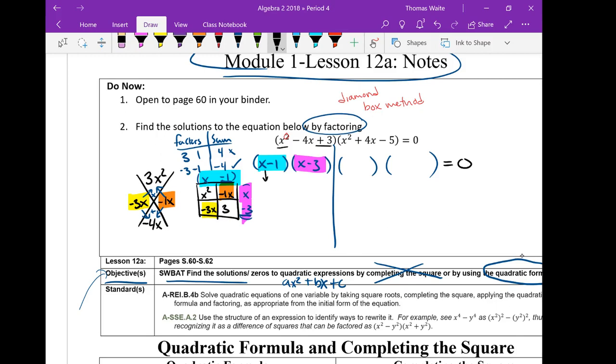So now that we have a factor that's easy, we can say x minus 1 equals 0 and solve that simple equation, x equals 1. So that would be one solution. I said find the solutions. That's one of our solutions that we found by first factoring and then using our zero product property. The second one, x minus 3 equals 0.